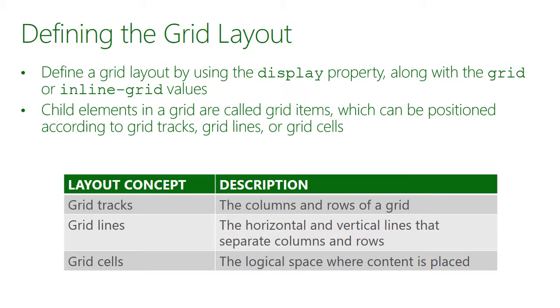How do we define the grid layout? You can define the grid layout by using the display property along with the grid or inline-grid values. Child elements in a grid are called grid items, which can then be positioned according to grid tracks, grid lines, or grid cells. The table below describes three basic layout concepts: grid tracks, which are the columns and rows of a grid; grid lines, which are the horizontal and vertical lines that separate columns and rows; and grid cells, which are the logical space where the content is placed.